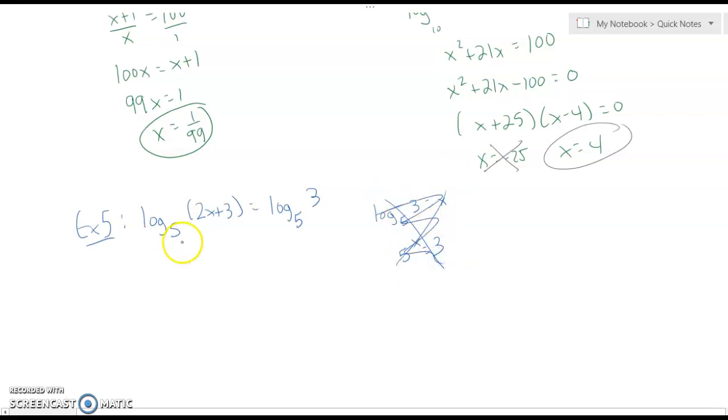But I did notice that on the left side and on the right side, we had a log base 5. They are the exact same logs. So what I can actually do is take that log argument.